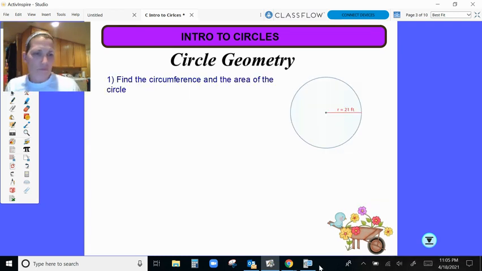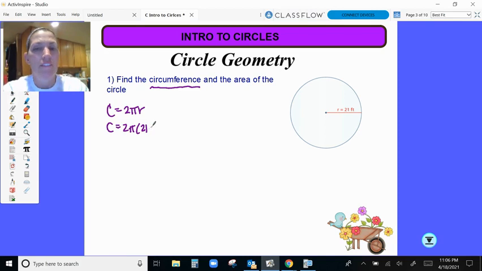Okay, so we're asked here to find the circumference and area of this circle. And so we're going to start with my circumference. Now, this is how I want you to show all of your work. Okay, no questions asked. I'm going to write down my formula first. Circumference equals 2 pi r, and I'm using 2 pi r because I'm given the radius, okay? And then I'm going to substitute my radius in for my r. So 2 pi times 21 feet. And that's going to be equal to 42 pi feet, okay?